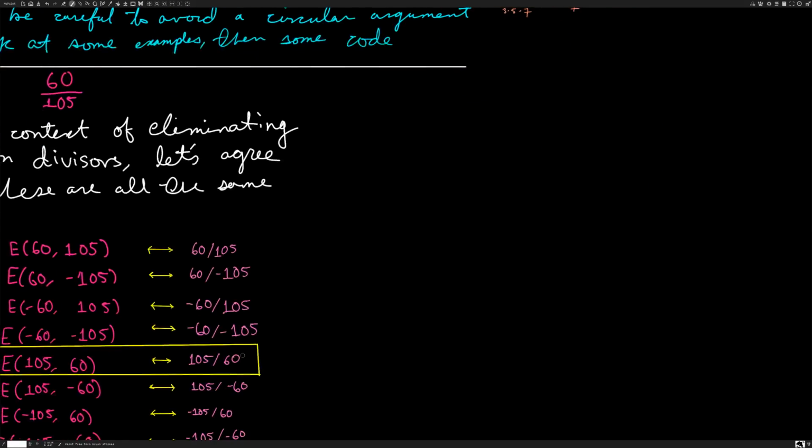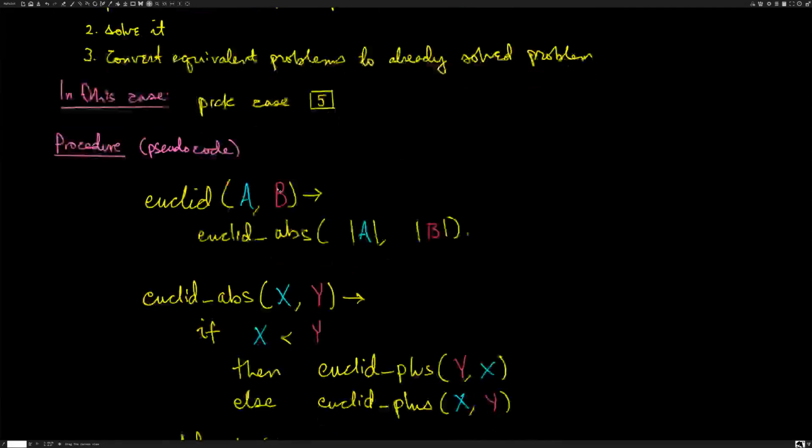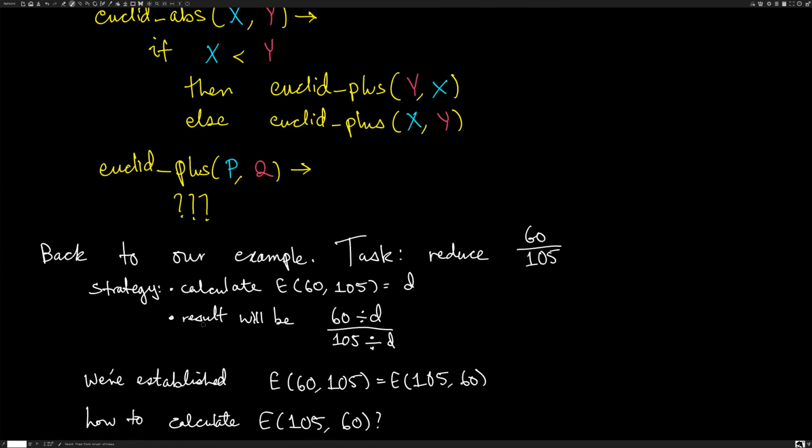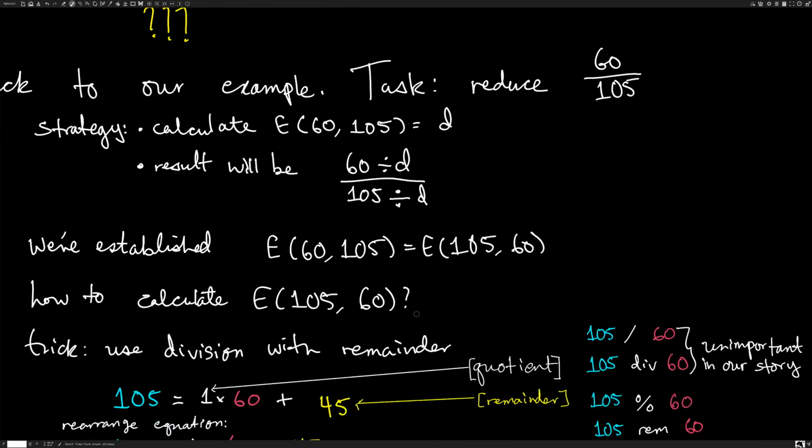Anyway, our result will be 60 divided by D and 105 divided by D. So we've established that the Euclid number between 60 and 105 is the same as the Euclid number of 105 and 60. So how do we calculate the Euclid number of 105 and 60? We agreed that this is the version of the problem we want to solve. Our trick is to use division with remainder. Instead of having to factor, we're going to use division with remainder. So we're going to say 105 is 1 times 60 plus 45.